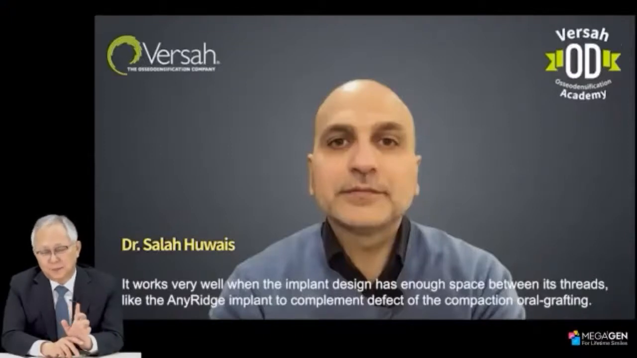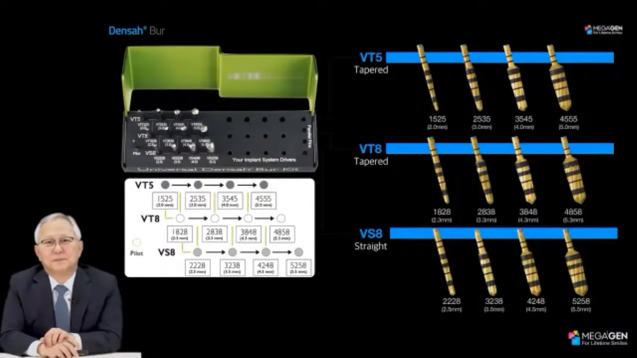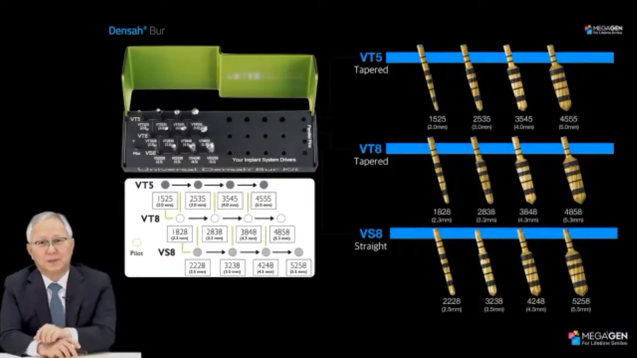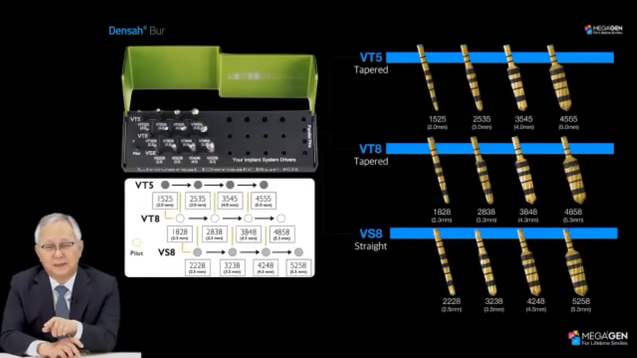So, of course, any other implant system can work very well with the Densah Bur, but AnyRidge especially can work much better with the Densah Bur because of the design. And the drilling system is very simple. It's composed of 13 drills, 3 different lines, and 1 lens drill.